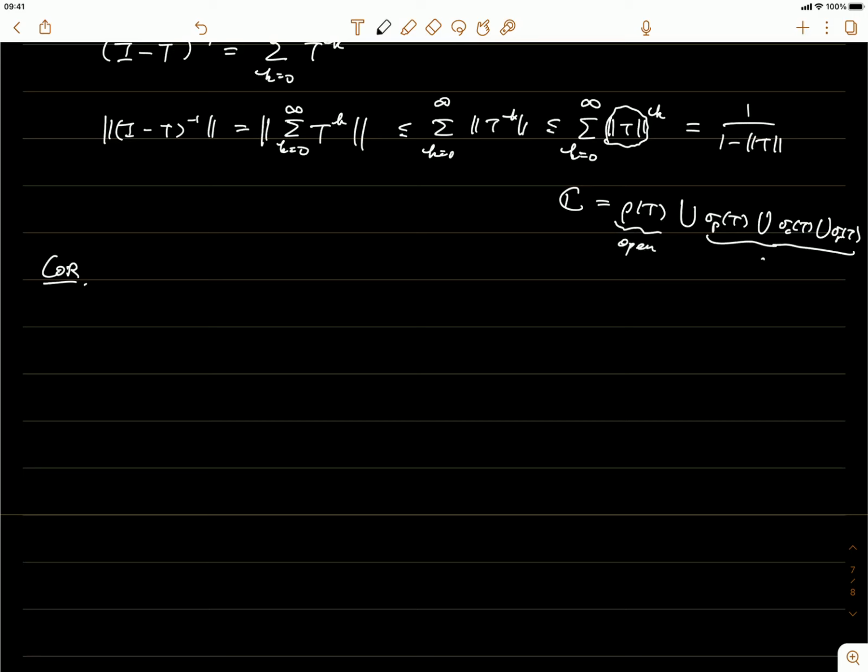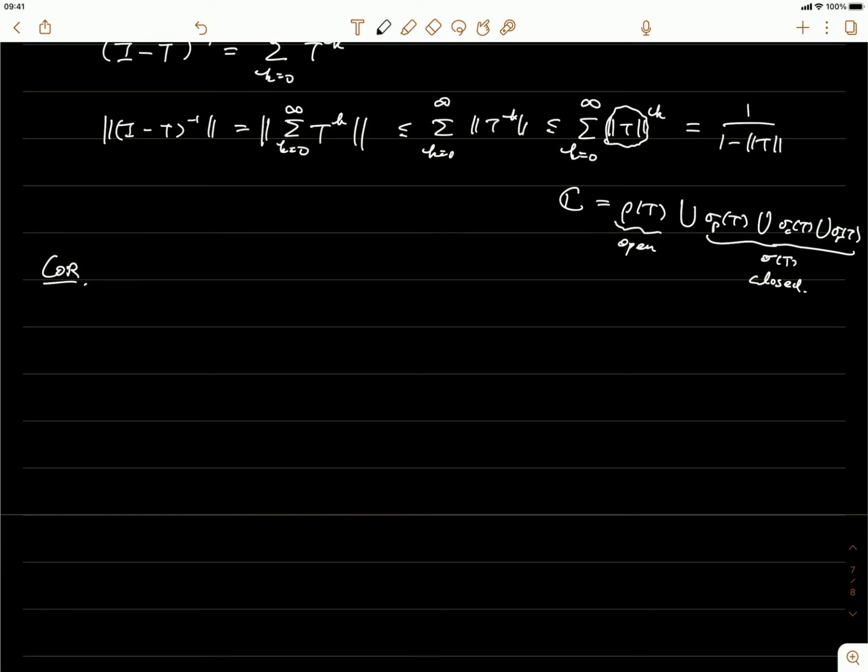So this, which is the spectrum of T, will be closed, right? Because the complement is open. We can show that. And we can also show that sigma T is non-empty later on. We'll show that the spectrum is non-empty if T is a bounded linear operator. We can also show that sigma T is bounded. Okay, and yeah, we'll talk about that soon later.